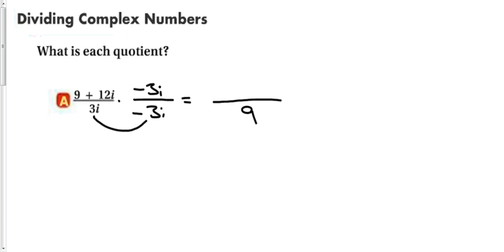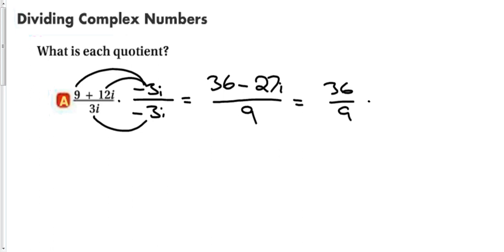Okay. Next, 9 times negative 3i would give me a minus 27i, and a 12i times a negative 3 would give me a negative 36i squared, which would change to a positive 36. And of course, I can write this as 2, the real part, and the imaginary part. But, of course, you should recognize that this can be reduced to 4 minus 3i.